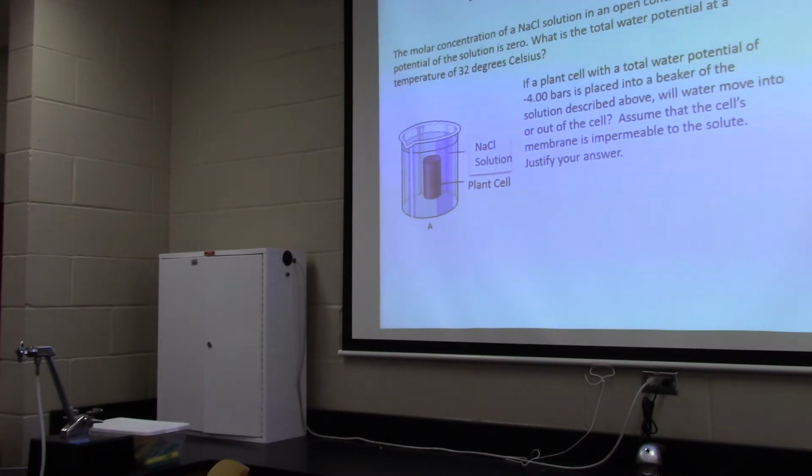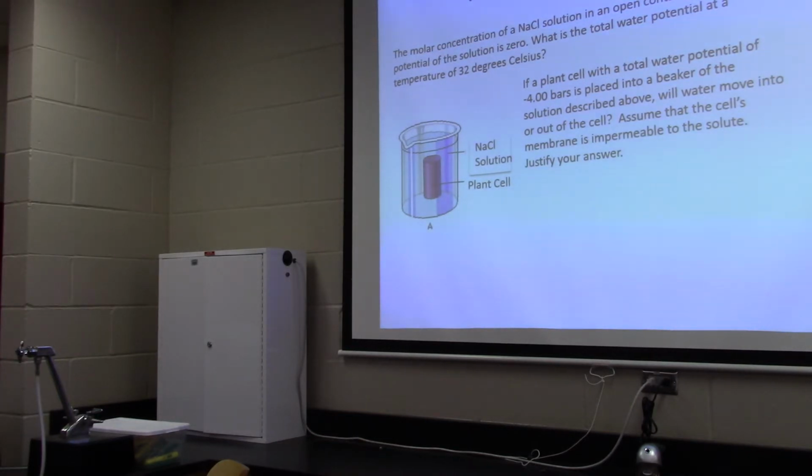I think the second question is more the kind of thing you might see on an AP exam. If a plant cell with a total water potential of negative 4 bars is placed into a beaker of the solution described above, will water move into or out of the cell? Justify your answer. So we've got a cell, like so. And here the water potential was negative 4. We put it into this solution that we just calculated. The water potential out here is negative 10.1.